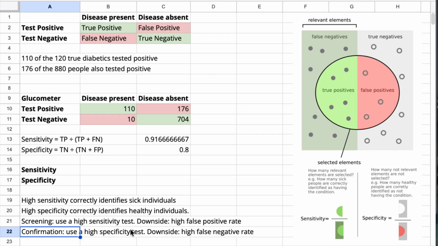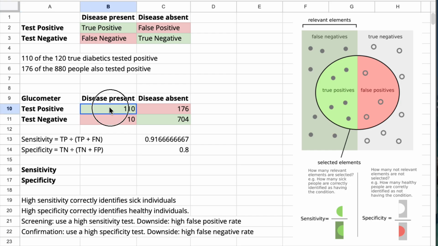Now in this example, I haven't shown a high specificity test, like an A1C type test that has high specificity. It's really good at confirming disease, but that's a more complex blood test. You're not going to do that at a table in front of the library.